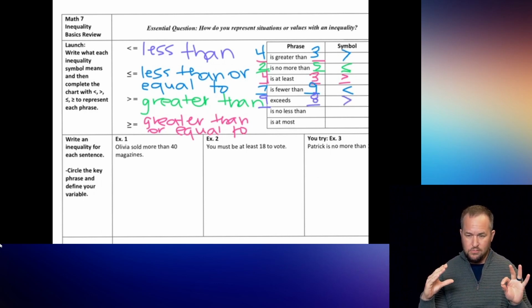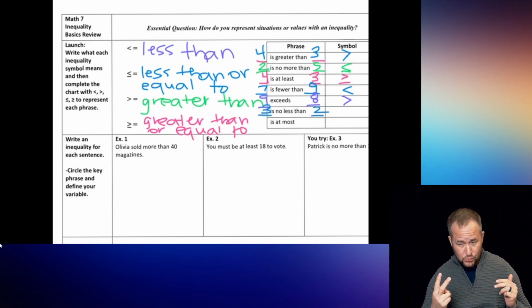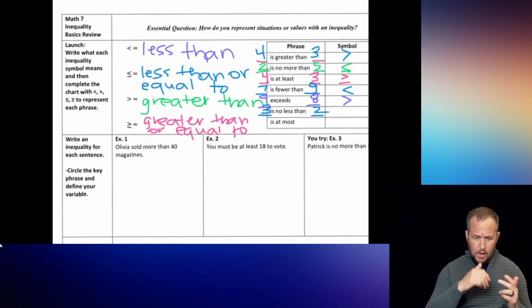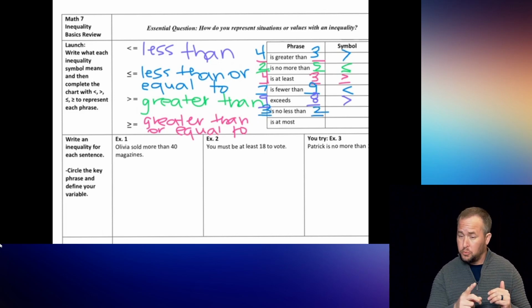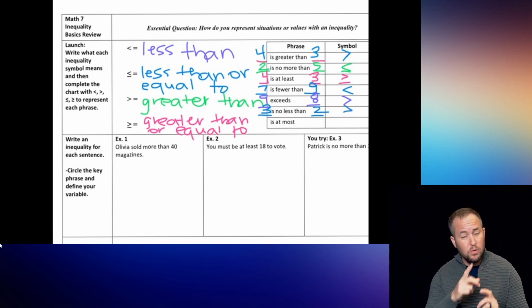And then the last two. Blank is no less than. So 3 is no less than 2. Is 3 no less than 2? That's a true statement, right? So could 2 be no less than 2? That's still a very true statement. I'm going to chomp in this direction.